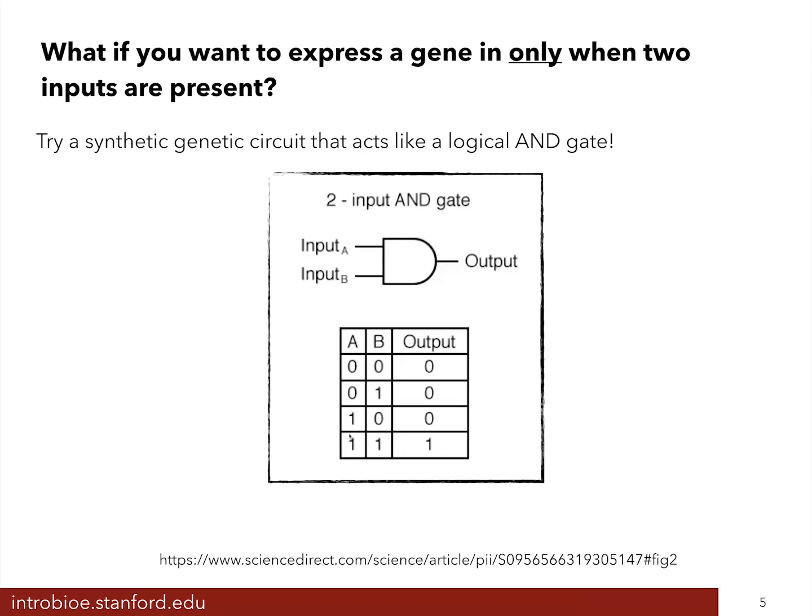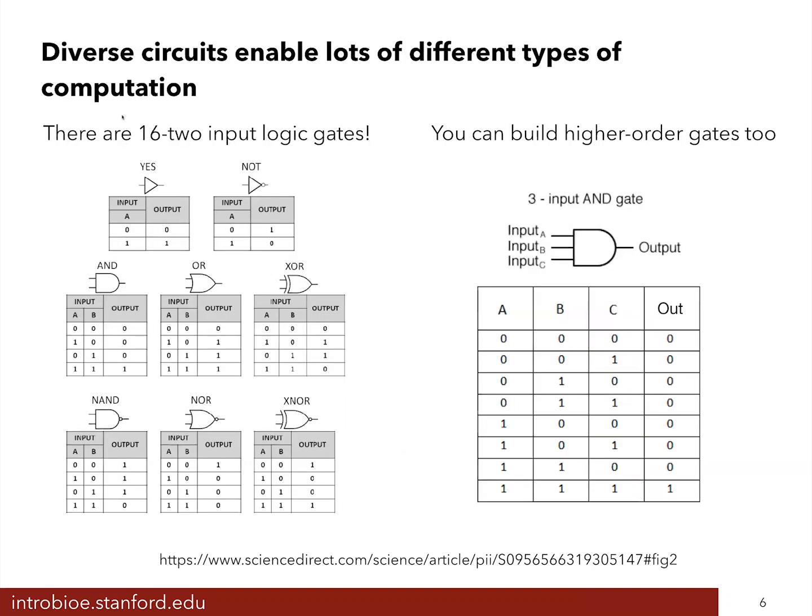Now, I just showed you a buffer gate, an OR gate, and an AND gate, but there are actually even more types of logic gates that you can build into living organisms in order to control their behavior. There are 16 different 2-input logic gates that allow you to take 2 different inputs and determine what to do based on the presence of those 2 inputs. And you can build even higher order logic gates too, where you have, let's say, 3 inputs and you only produce your output gene when all 3 inputs are present in the environment. And so these types of logic gates are really powerful.